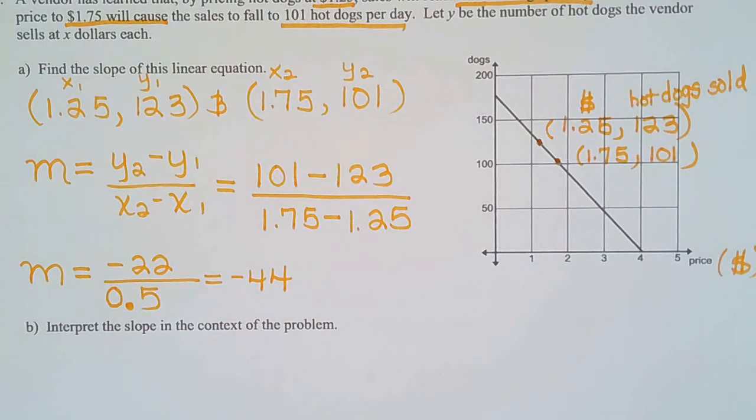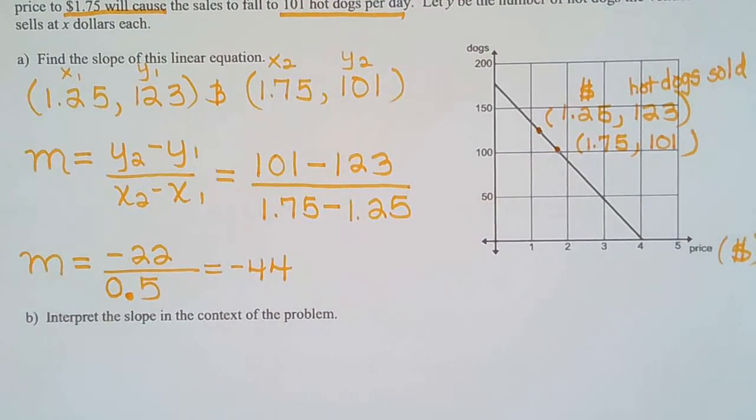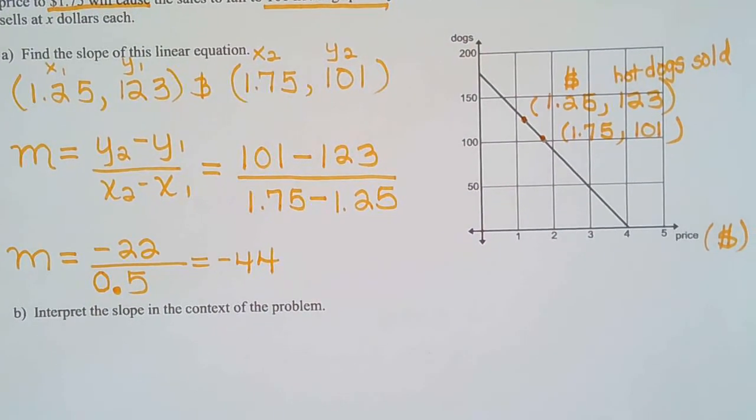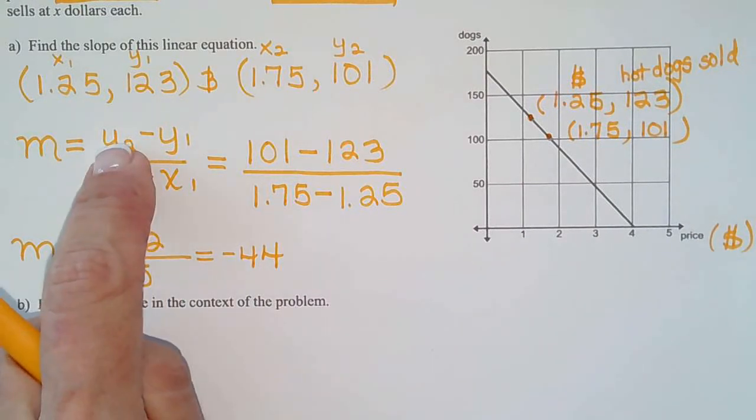Okay, so now we have the slope. Now they want us to interpret it. And this was a huge part of Math 091. So slope is y.